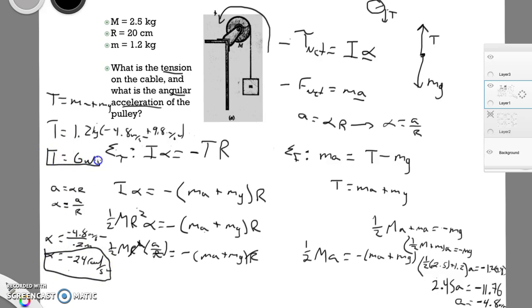Alright, I know that was a lot. You might benefit from just scanning back over that problem. But this is kind of the heaviest application we'll have for Newton's second law of rotation.